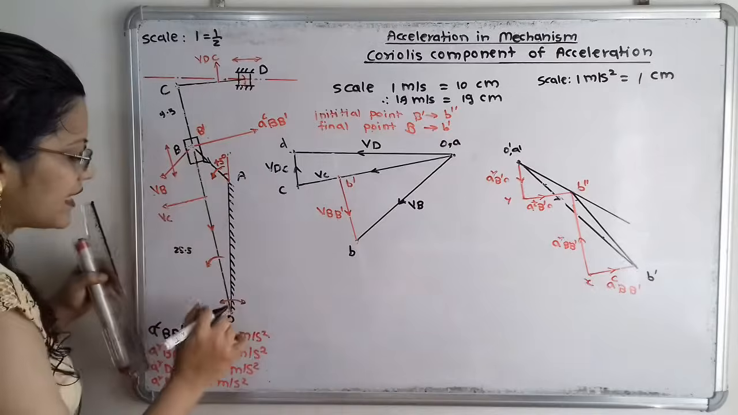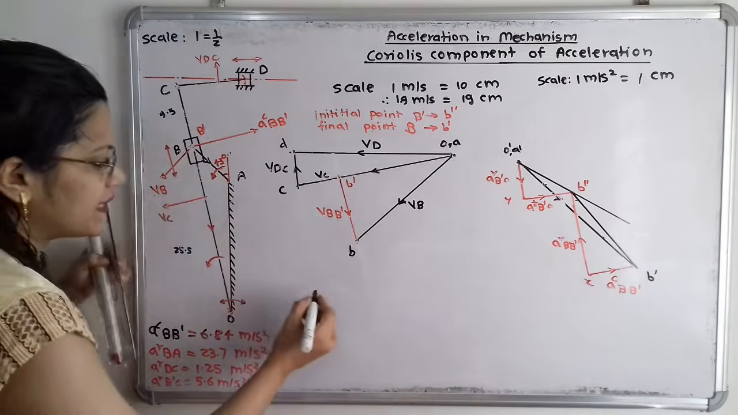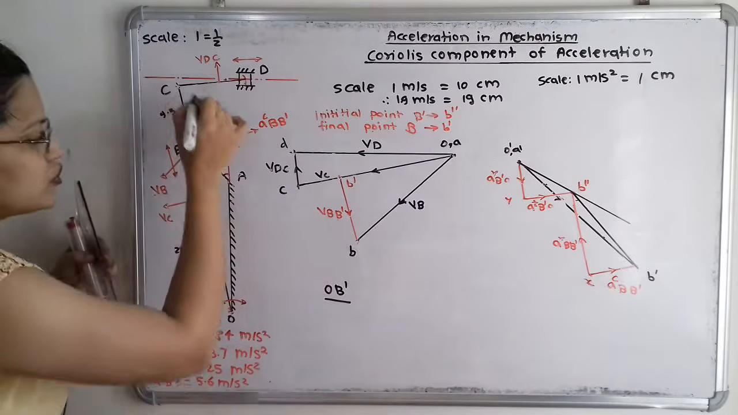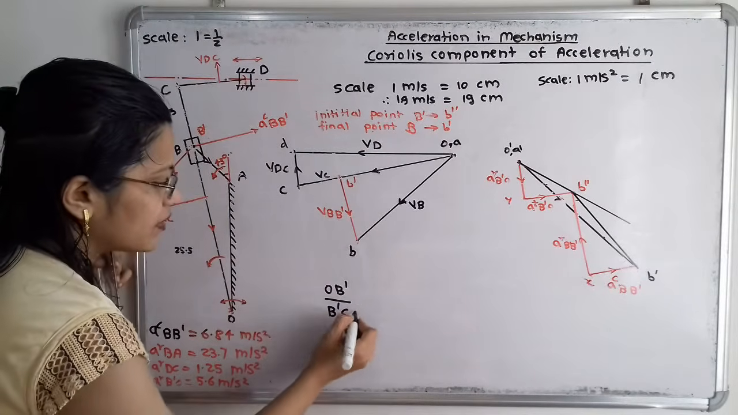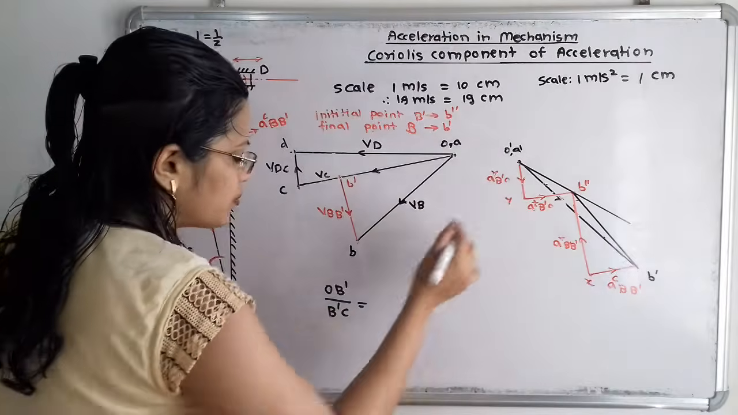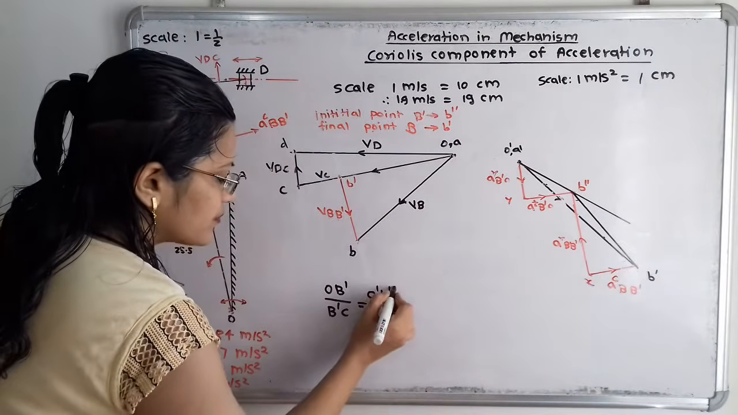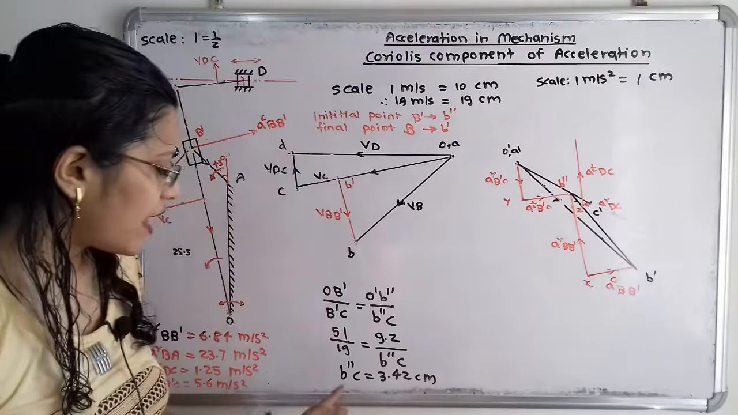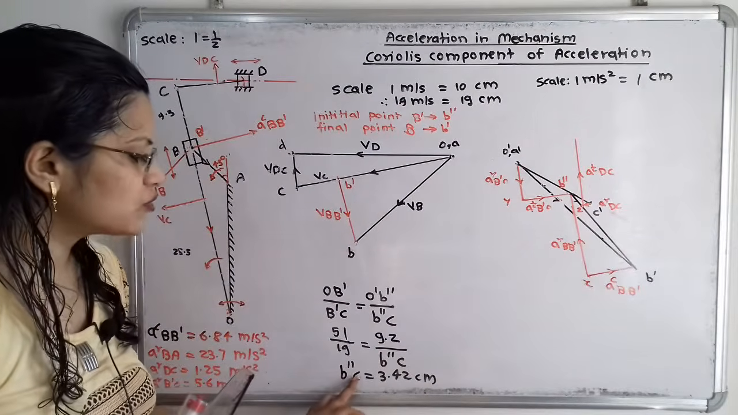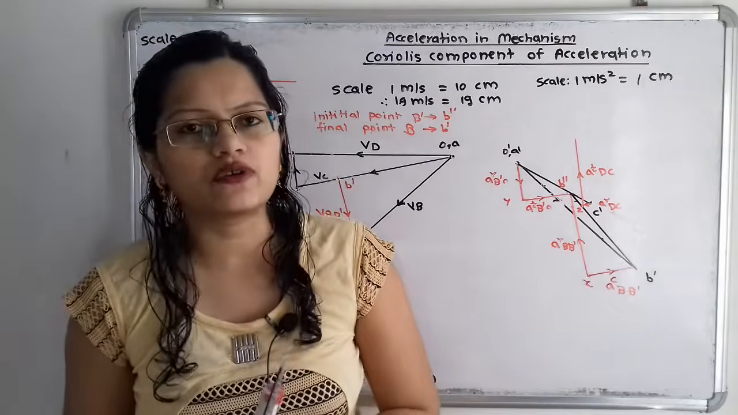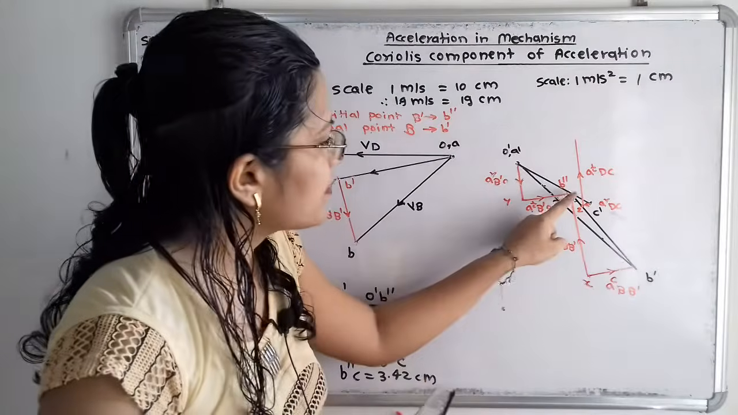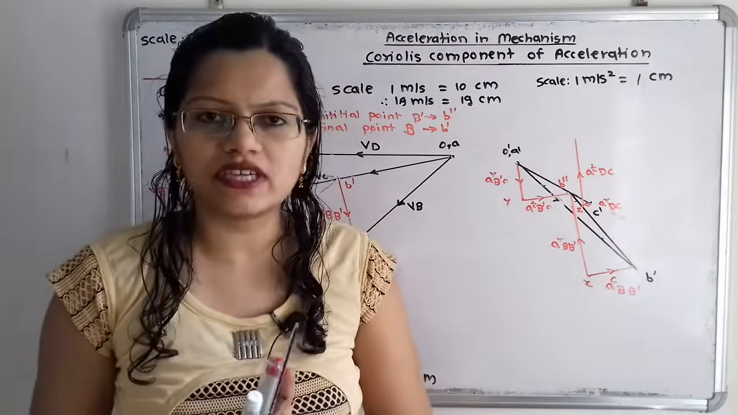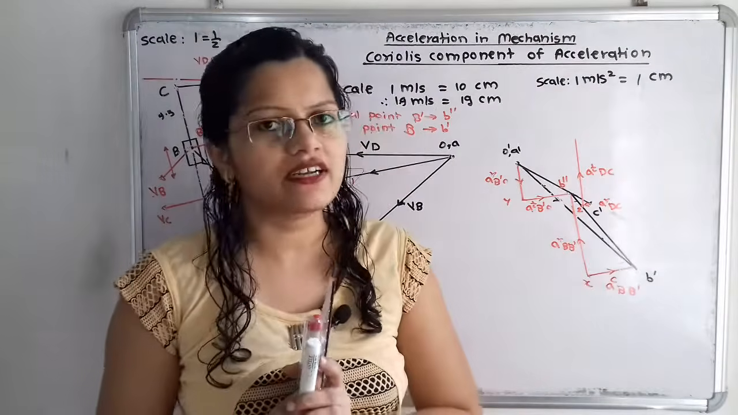So for that I will take the ratio, that is O to B dash in the space diagram divided by B dash to C, which is equal to O dash to B double dash divided by B double dash to C. So here after calculation, B double dash to C is equal to 3.42 centimeter. So from B double dash to C dash we have to take the distance 3.42 centimeters. So this point C dash is getting located.